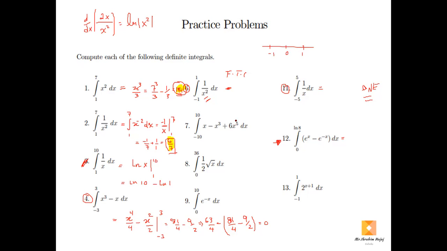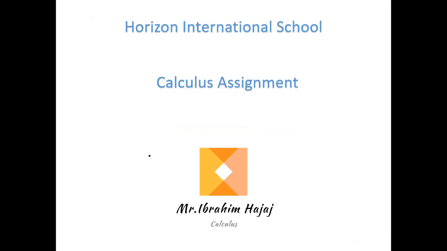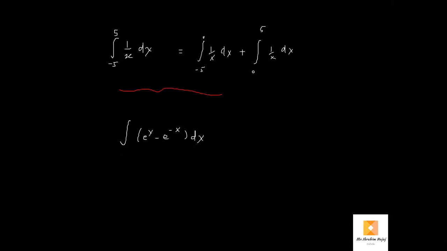Next question, we could select the problems, 12 for example, 13. In 12, we may write e to the power x minus e to the power of -x dx, and this from 0 to ln 8. Also this question.